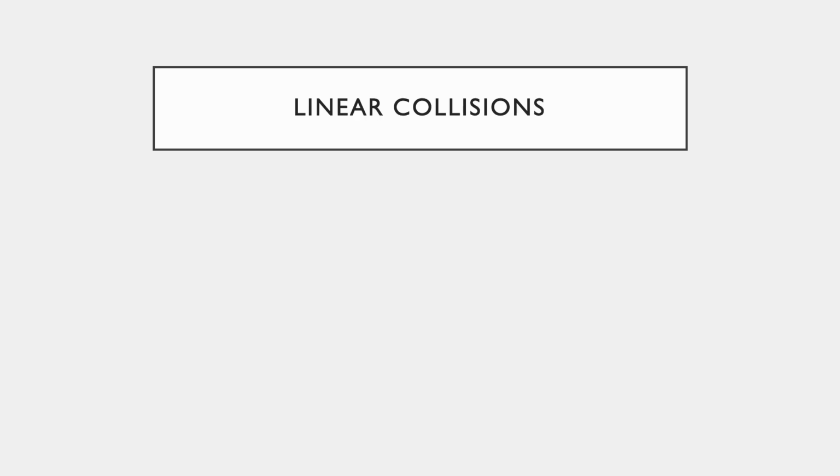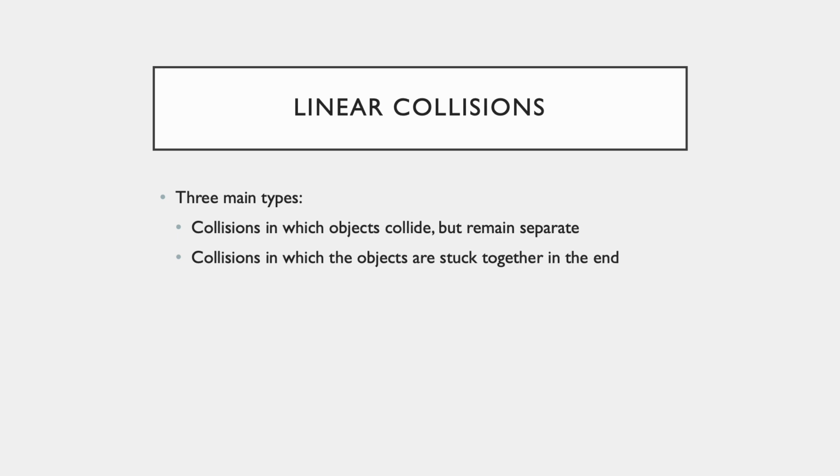Now, today we're looking at linear collisions because we're just looking in one dimension. Next set of notes, we'll look at ones in two dimensions. Now there's three main types of collisions. There's collisions in which objects collide but remain separate. There are collisions in which objects are stuck together and move off together in the end. And collisions in which one object essentially splits apart. So we'll do an example of each type of these collisions.